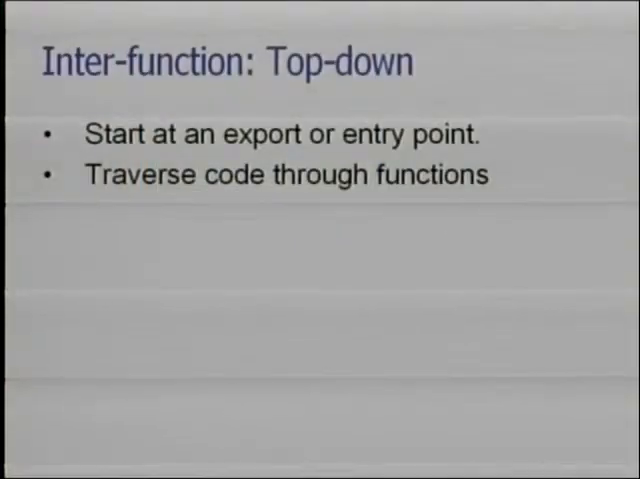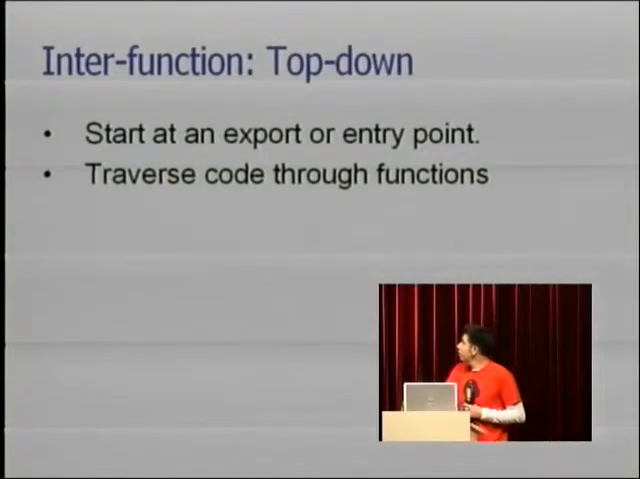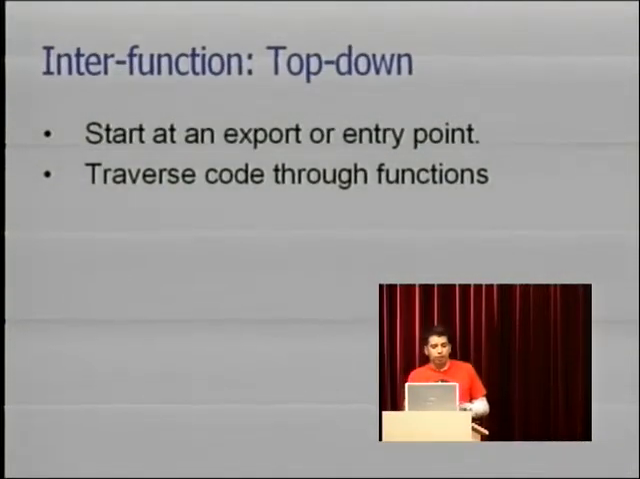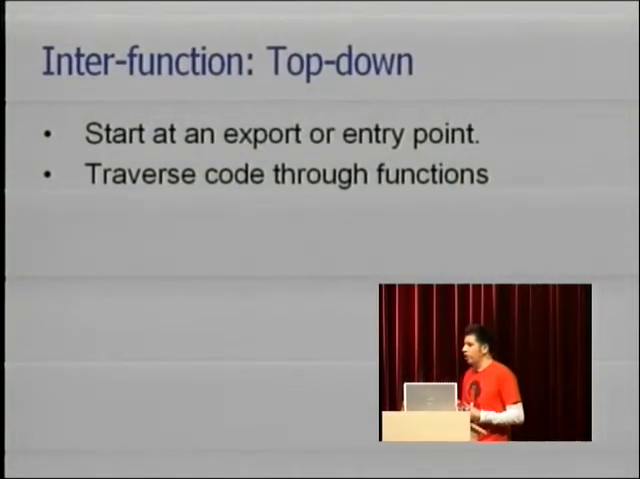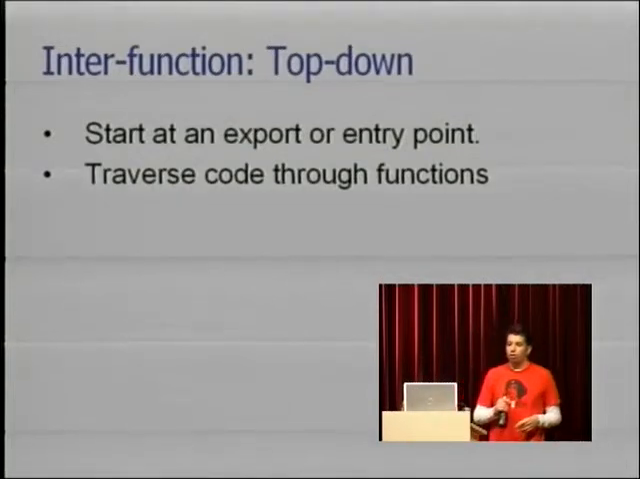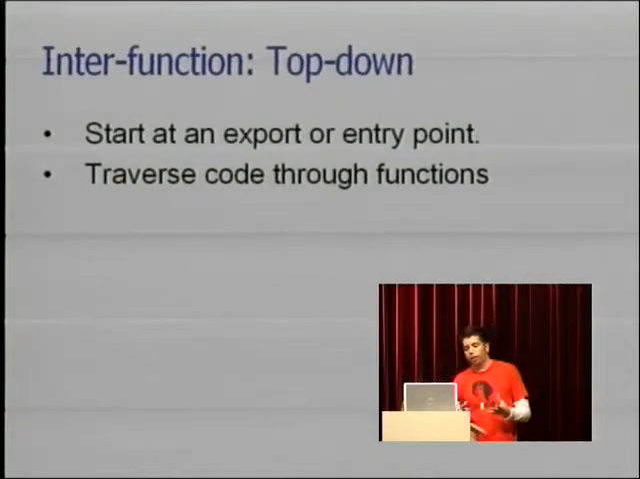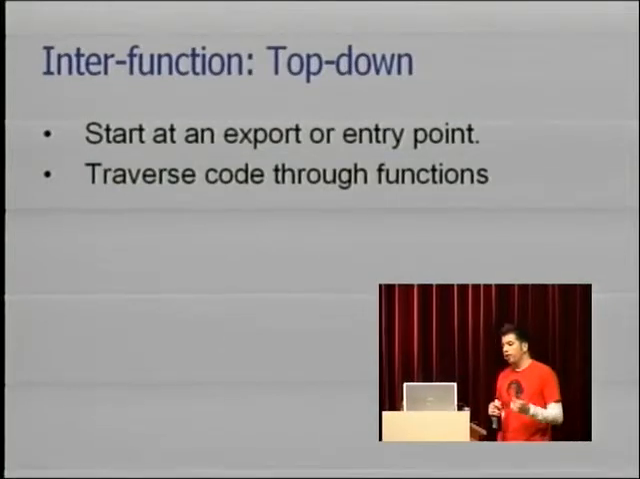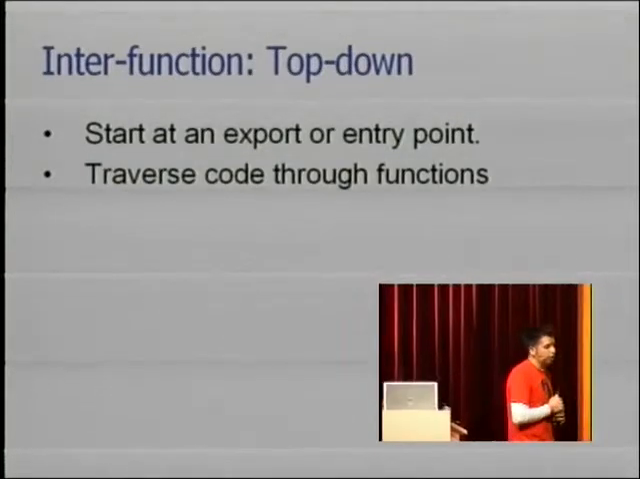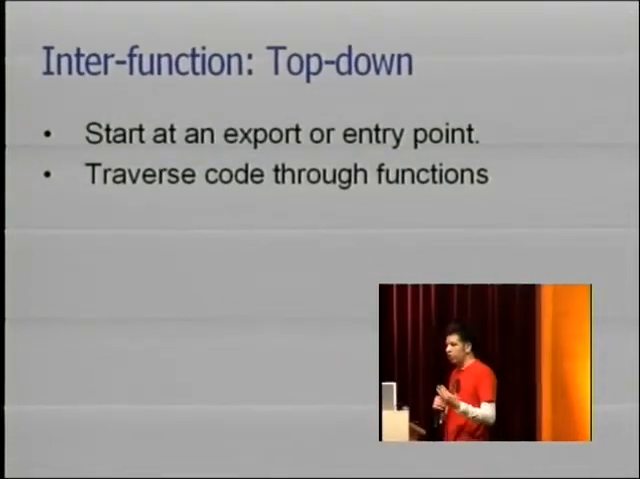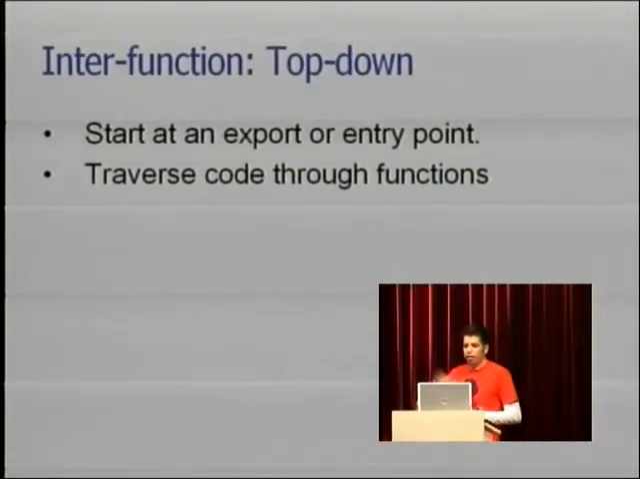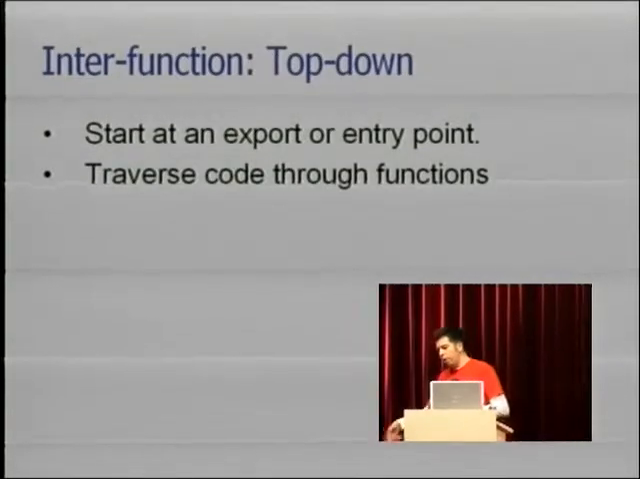So going on to inner function tracking, there's basically two types of approaches. There's top-down and there's bottom-up. So top-down, you look for an export. Let's say there's a DLL. You're going to start at all the exported functions. Or let's say it's just a regular program. You're going to go into main, and you start there, and you start traversing through all the functions, just like if you're reading code. You start at the beginning, you go through, you take all the function calls, you analyze all that data, and you basically weave your way all the way down, back up, and go through the whole tree.